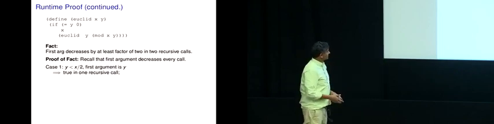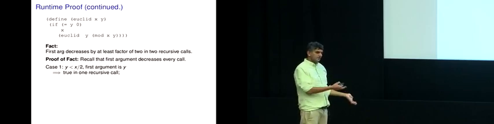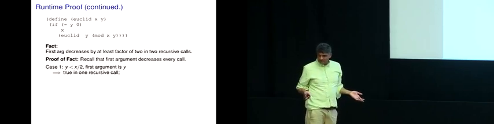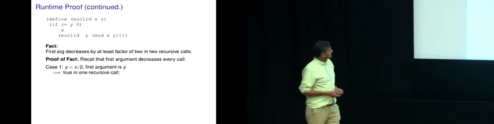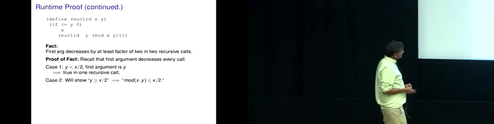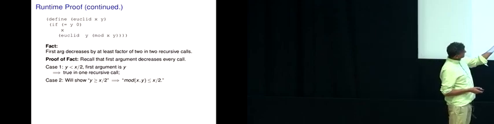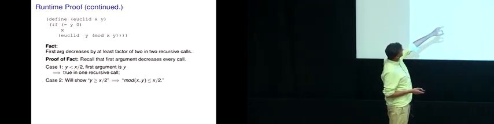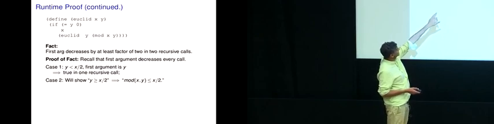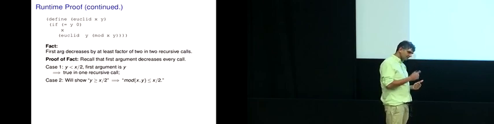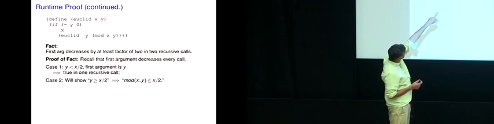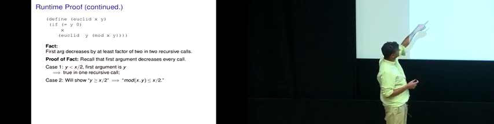Now let's think about 2 cases. If y is less than x over 2, the first argument is y, so it already decreases by a factor of 2, and we're happy. If y is really small compared to x, we're done anyway. Now, if y is greater than x over 2, we want to say that the second argument is really small, because that second argument will then become the first argument in the next recursive call. This is slightly confusing because it's off by 1. So x mod y in the next recursive call will be the first argument.